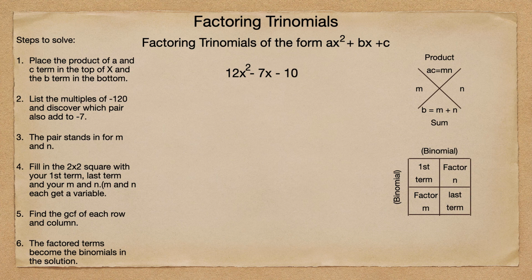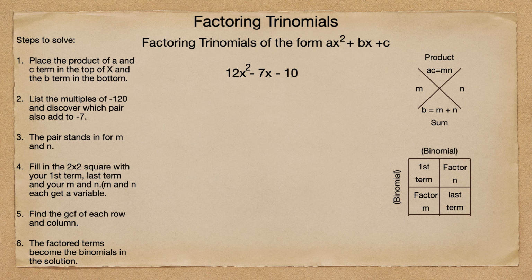Now there are a couple shortcuts if your a term is 1, but the method I'm going to show you today works with all forms of ax squared plus bx plus c, which means any of your terms could have actual values. So we're going to begin by using what I call the X box method.